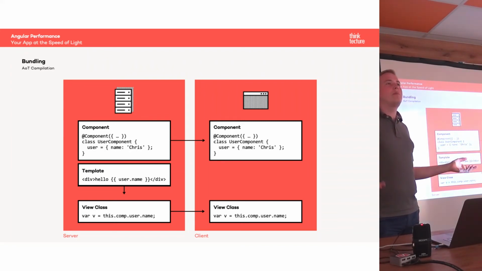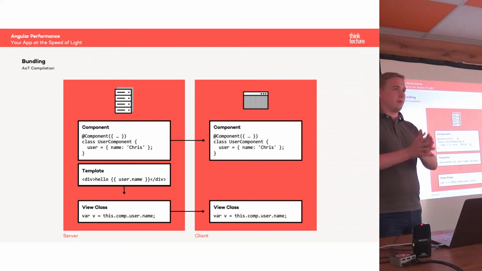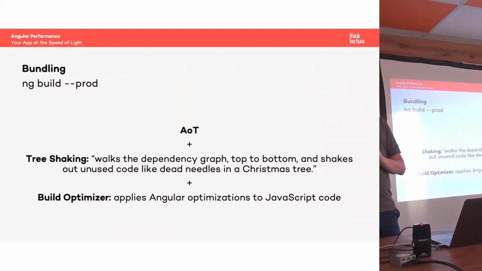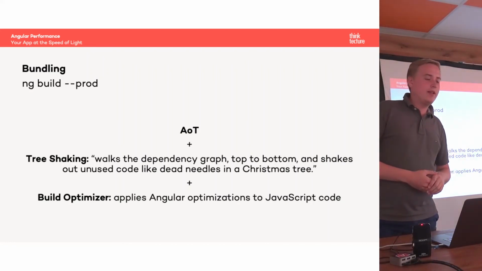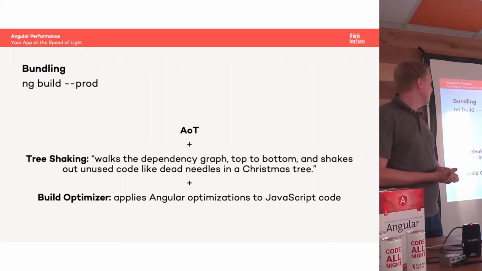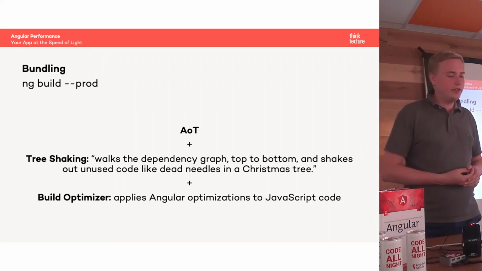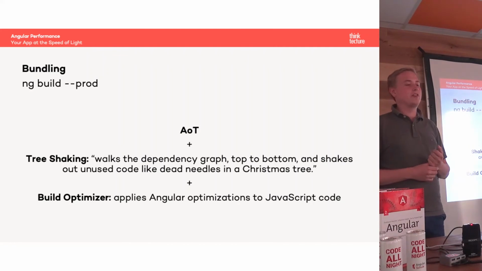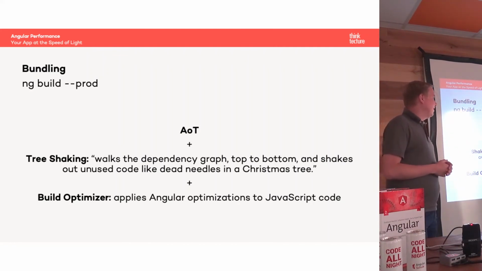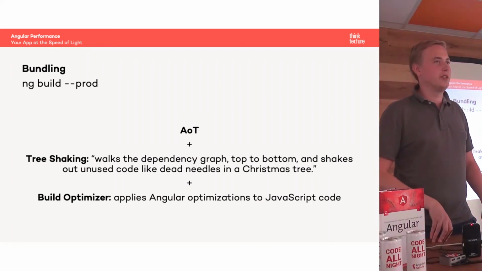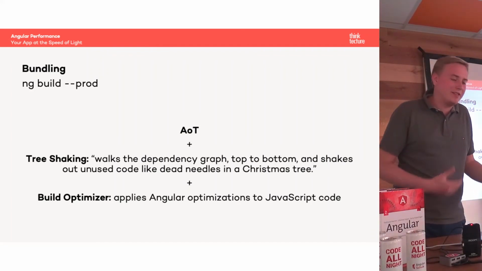And of course, we can now just drop this 1.2 megabytes compiler, so our app bundle gets a whole bunch smaller. But when you're running ng build --prod, that's not all of it. There's more. So AOT is one first effective measure, but apart from that, what the Angular CLI will transparently do for you is something called tree shaking. What you can see here is the original definition of what tree shaking does in the Angular documentation, and there they said it walks your dependency graph from top to bottom, and then it shakes out unused code like dead needles in a Christmas tree, which I think is a very nice explanation for it.